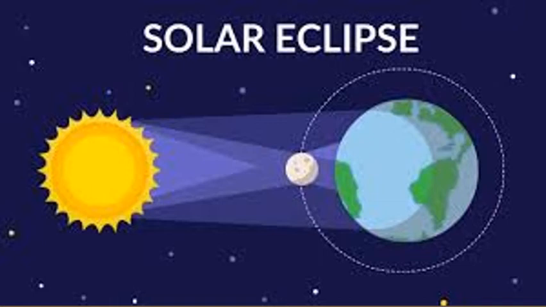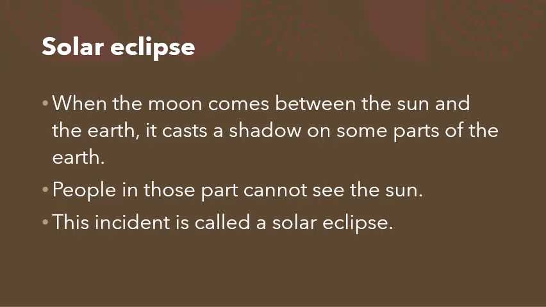When the moon comes between the sun and the earth, it casts a shadow on some part of the earth. People in those parts cannot see the sun. This incident is called the solar eclipse. As I showed you in the picture, when they are all in a straight line, only the people in that part of the earth feel as if the moon is covering the sun. For some time the sunlight will not reach there. That incident is called the solar eclipse.